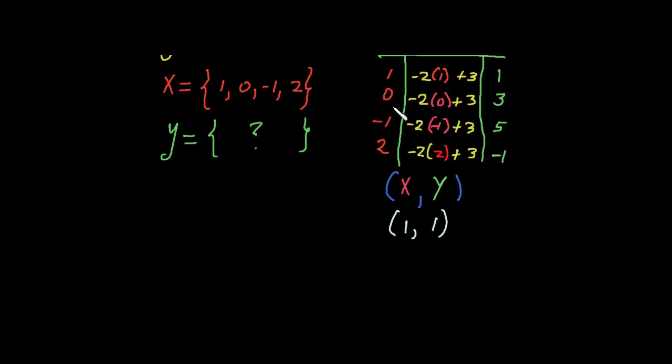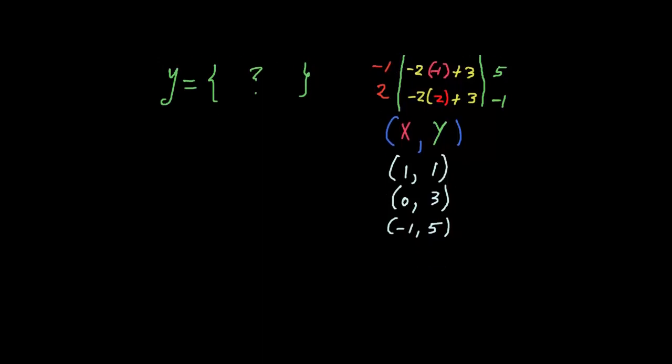That's these two. And next we have 0, 3. So we have 0, 3. That's our second ordered pair. And then we have -1, 5. So we have -1 and 5. And finally, our last ordered pair is 2, -1. Let's put that here. 2, -1. All right, so we've generated our ordered pairs.